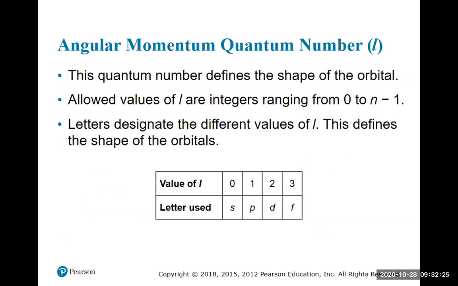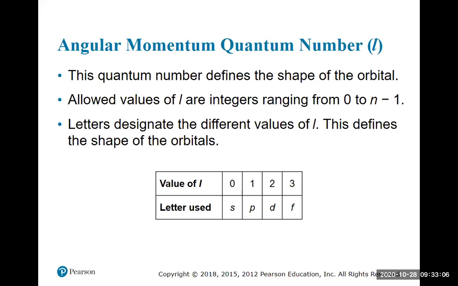The second quantum number we talked about is the angular momentum quantum number, or the small l designation. And this defines the shape of the orbital. There are defined values that this quantum number can have based on that principal quantum number. So if the principal quantum number is n, then the angular momentum quantum number, which we're calling l, can be integers ranging from 0 to n minus 1.